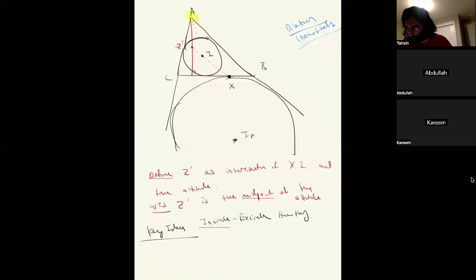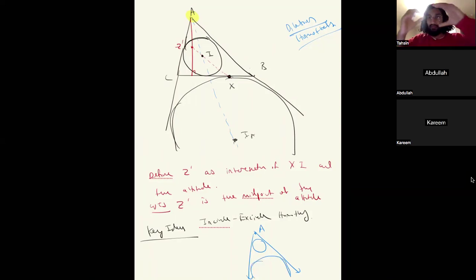Maybe I can draw it in blue or something. So what do we have? If we just look at A, so A is here, and then we have two rays coming from A, and here we have the in circle, and here we have the x circle. Okay, so there's going to be some homothety centered at A that turns the in circle into the x circle by some factor. So, and what is the factor?